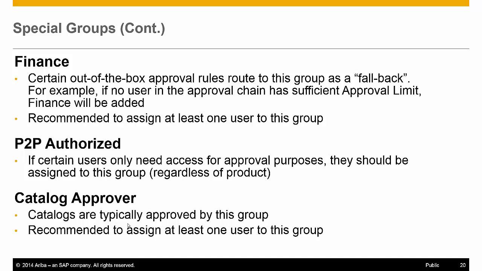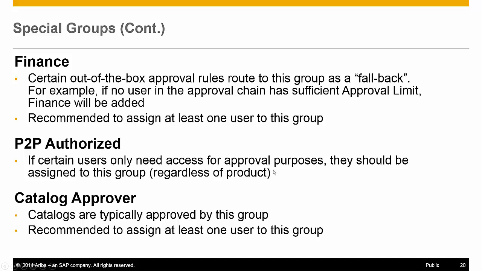Next up is the finance group. As I mentioned earlier, this is generally used as a catch-all or a fallback group. So if we've climbed up an approval chain, for example, and we've exceeded everyone's dollar approval limit, finance can be added as a cap at the end. So oftentimes we'll see this group used in that capacity, but it is optional.